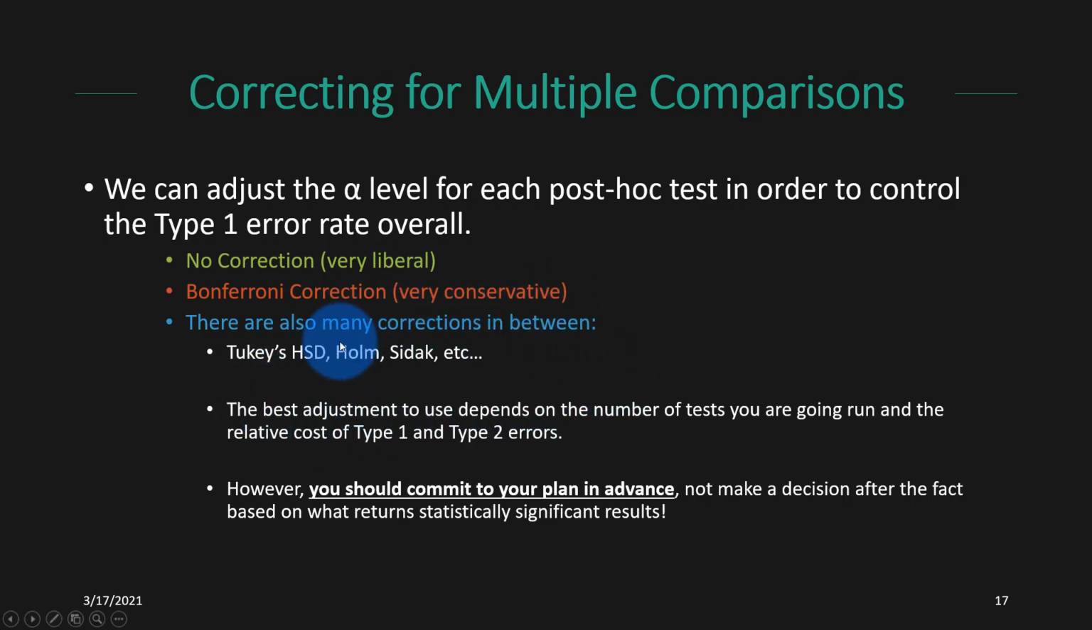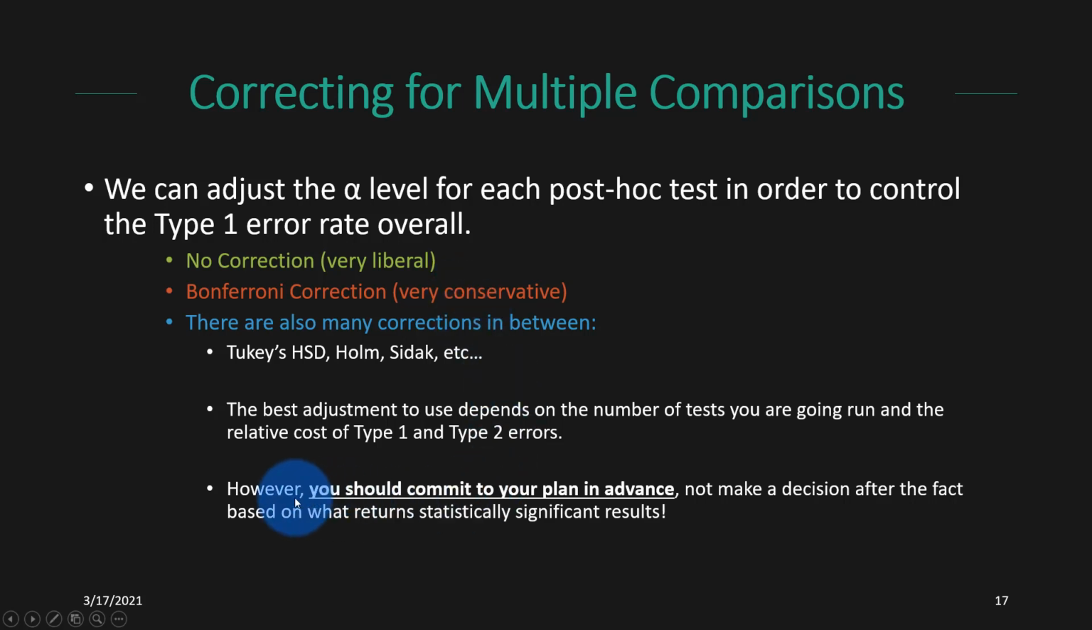And there are far too many other types of corrections for me to put them all in this video. So I would need you to go and look at some of these things on your own and try to make an assessment about which is best for you. However, as a general piece of advice, the best adjustment to use depends on the number of tests that you're going to run and the relative cost of type 1 and type 2 errors. The worse a type 1 or a false positive error is going to be, the more conservative you want to be. The worse a type 2 or a false negative error is going to be, the more liberal you want to be. So you have to think about the balance of those 2 different types of errors in deciding if you want to be more liberal or more conservative.